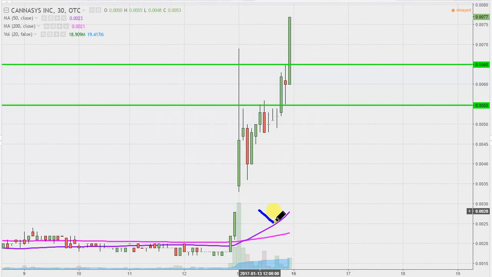And then the next one from there, and this is definitely more for the big picture, is going to be the purple line, the 50-period simple moving average. Now, I realize that this purple line is down there and the price is way up there. So, yes, at this point in time, it's completely irrelevant.